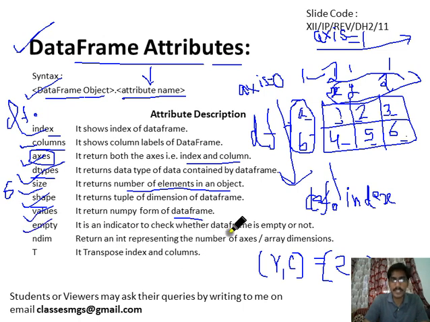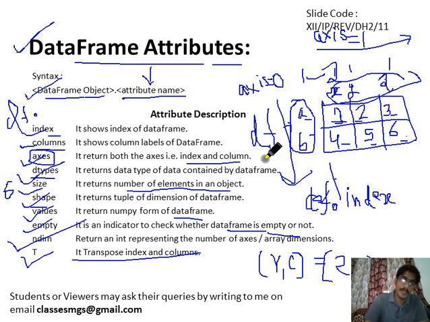Empty is an indicator to check whether the DataFrame is empty. If the examiner directly asks you to write the code to check whether the DataFrame is empty or not, then you will write the code as df.empty. It will check whether the DataFrame is empty or not. And the last one is T. T is basically used to transpose the indexes and columns of the DataFrame. What is the transpose? Transpose is making the row a column and the column a row.